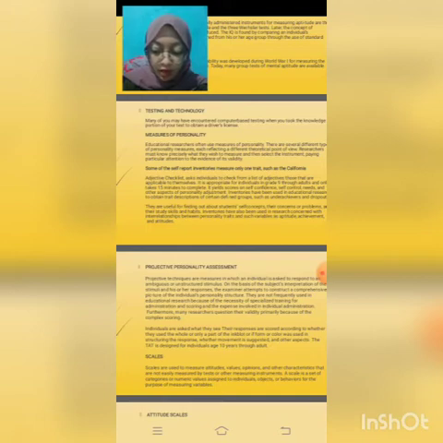And then scales. Scales are used to measure attitudes, values, opinions, and other characteristics that are not easily measured by tests or other measuring instruments. A scale is a set of categories or numeric values assigned to individuals, objects, or behaviors for the purpose of measuring a variable.